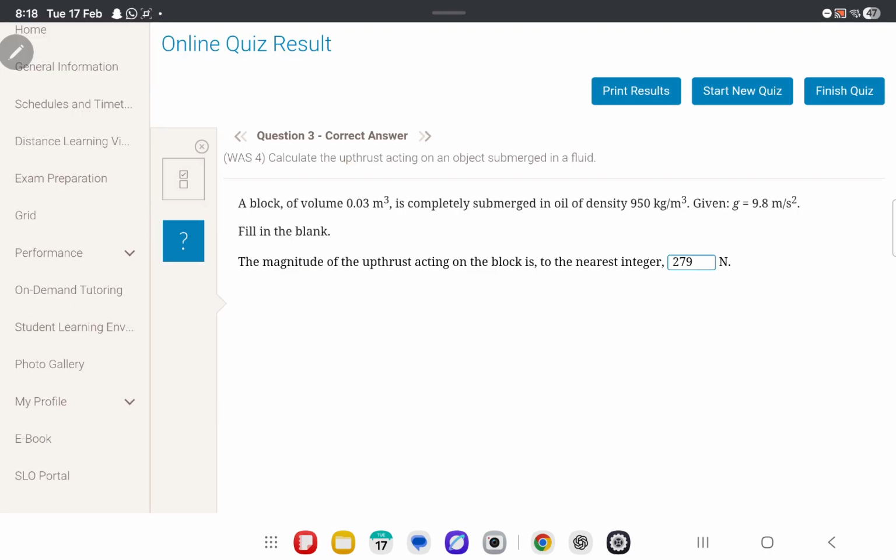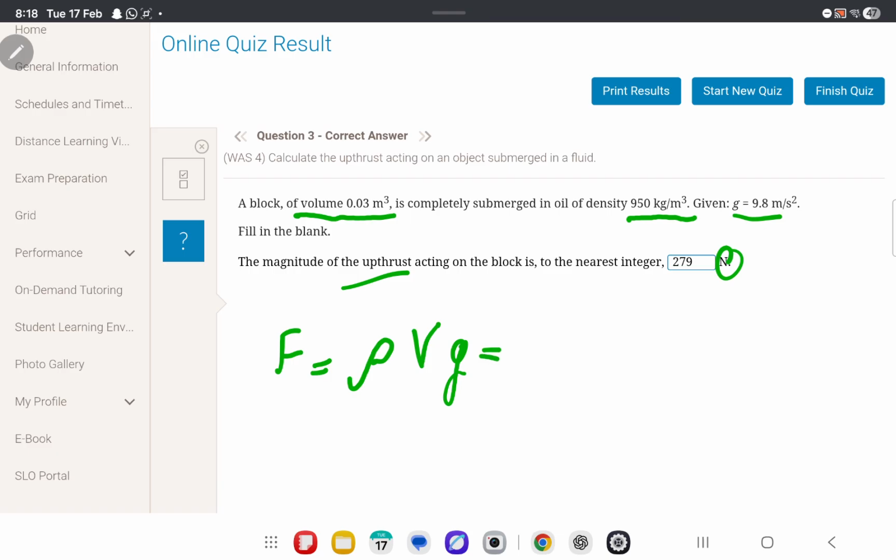Okay, so this is the question. A block of volume 0.03 meter cubed is completely submerged in oil of density 950 kilogram per meter cubed. g is this. They want the magnitude of the upthrust. The upthrust is a force, in newtons. The formula is rho V g, similar to pressure being rho g h.